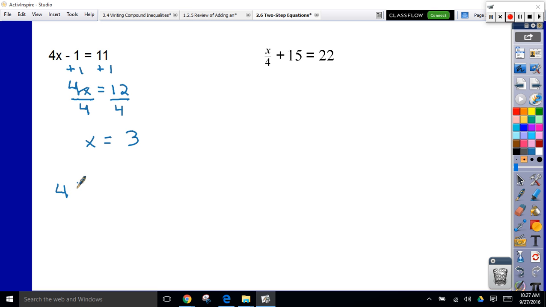That is correct, but we'll check just to be sure. 4 times 3 is 12. And 12 minus 1 is 11. So we have the correct answer there. Okay, next one.